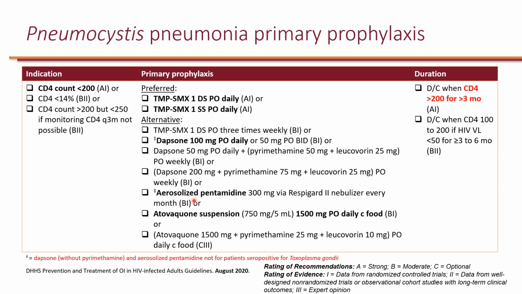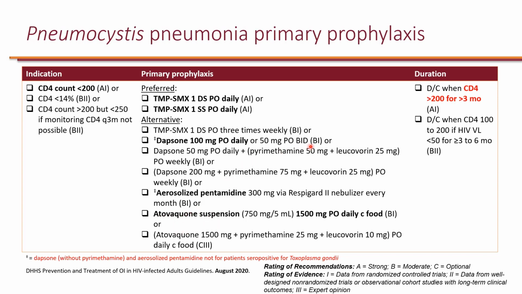Other options include aerosolized pentamidine, so this is an inhalation, which does not protect against toxoplasma. And then, of course, atovaquone, which must be taken with food for absorption. Now, atovaquone is actually pretty expensive. So typically, if someone cannot tolerate Bactrim, dapsone would be the next option. If atovaquone is available, typically cost can be a problem.